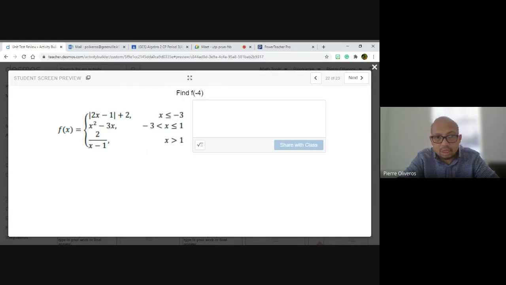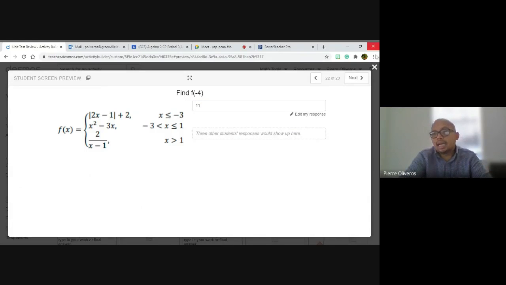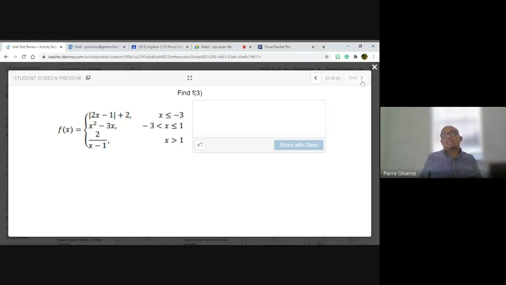Like here, -4. Is -4 between -3 and 1? Is -4 less than -3? Is it bigger than 1? Since -4 is less than -3, you will plug in that -4 right here in this x. So 2 times -4 is -8. -8 minus 1 is -9. The absolute value of -9 is 9, plus 2. The answer over there will be 11. Okay, that's all you have to do. And I expect you to be able to do more of this. I hope you learned something and be ready for your tests. As always, kaboom.